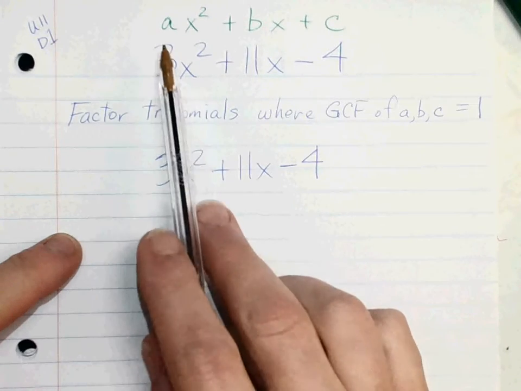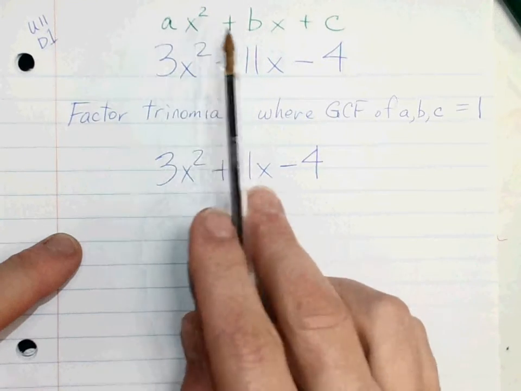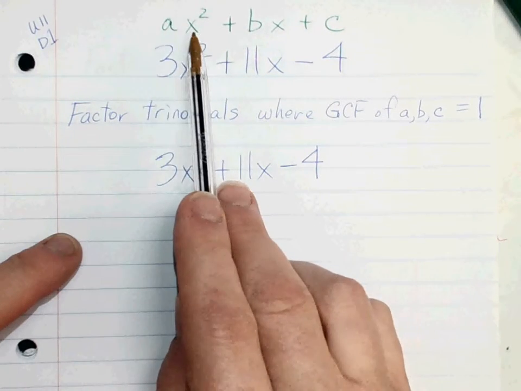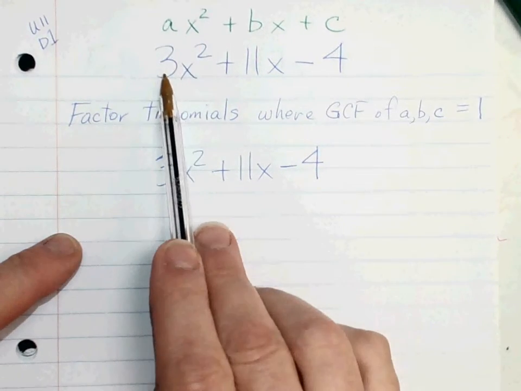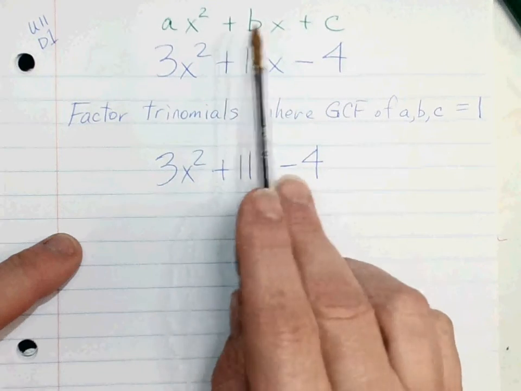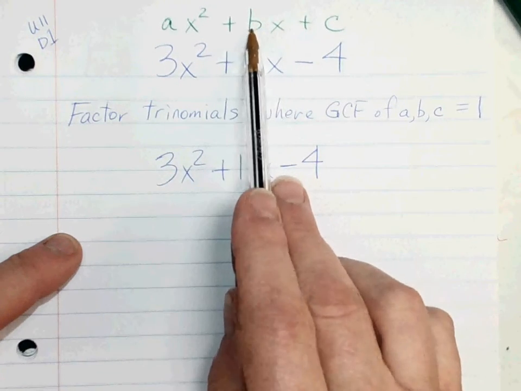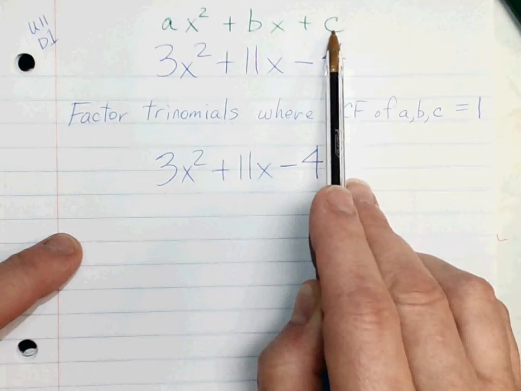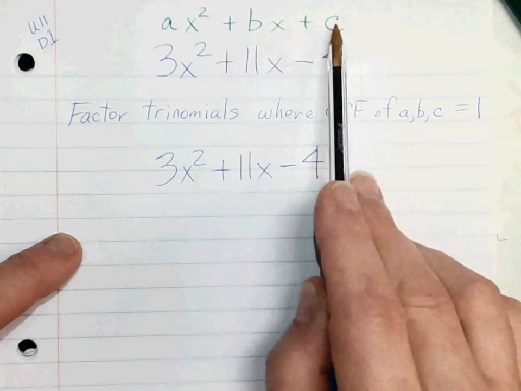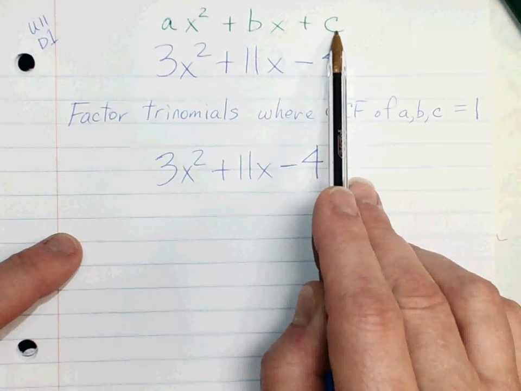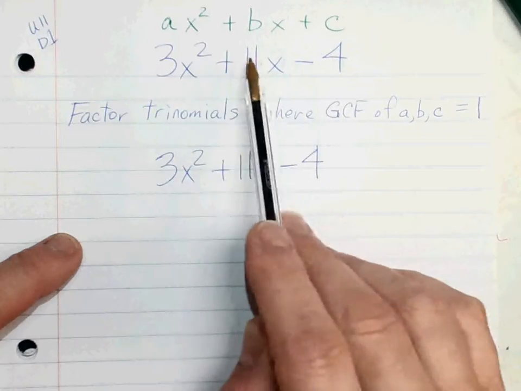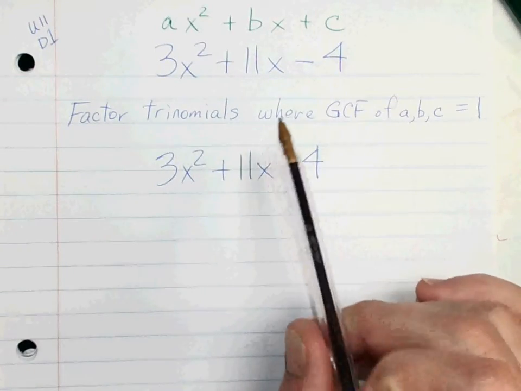Trinomials in standard form are ax squared plus bx plus c. So in this case, a is the number in front of x squared, so a is 3. B is in front of the x, so b in this case is a positive 11. And then c, which is not multiplied by x or x squared, is the number at the end. In this case, it's going to be a negative 4. So we're going to identify a, b, and c.